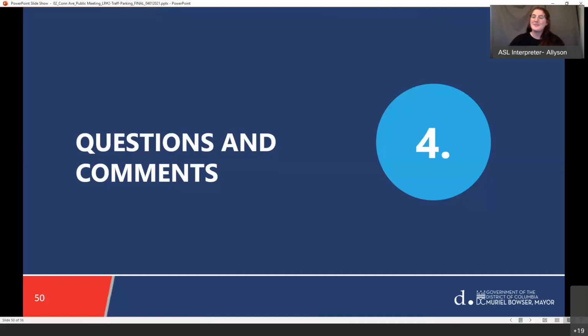Next question. The speed limit is 30 miles per hour. What is the actual average speed? I suspect it's much higher. Drivers go way too fast on Connecticut Avenue.